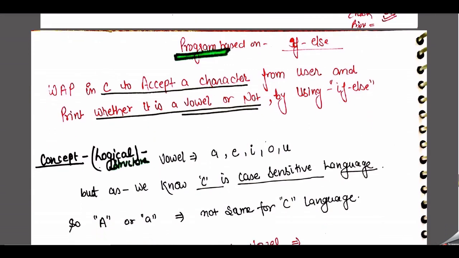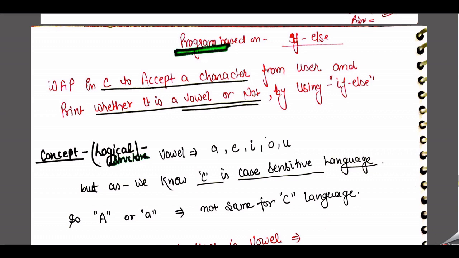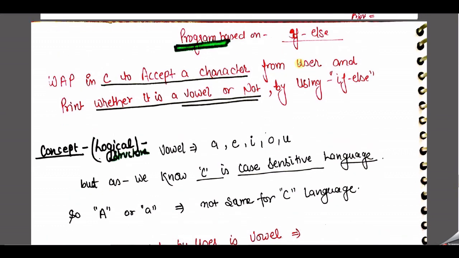Okay. Now again a simple example I write here with the help of if else. Here I also mention that it must be done with the help of if else only. The task is to check whether the given character entered by the user is a vowel or not. So what is a vowel? As per the English language, A, E, I, O, U are vowels.